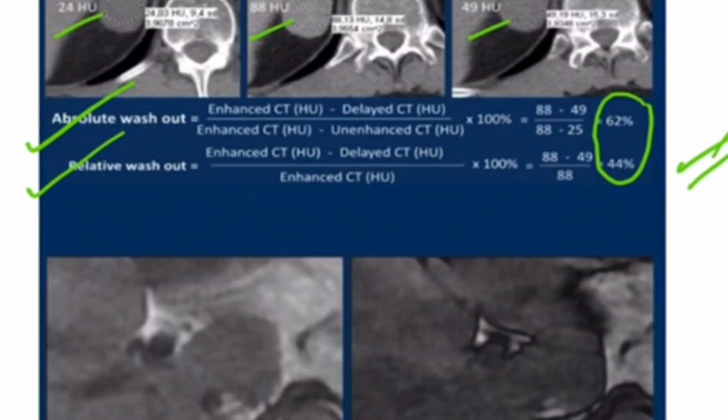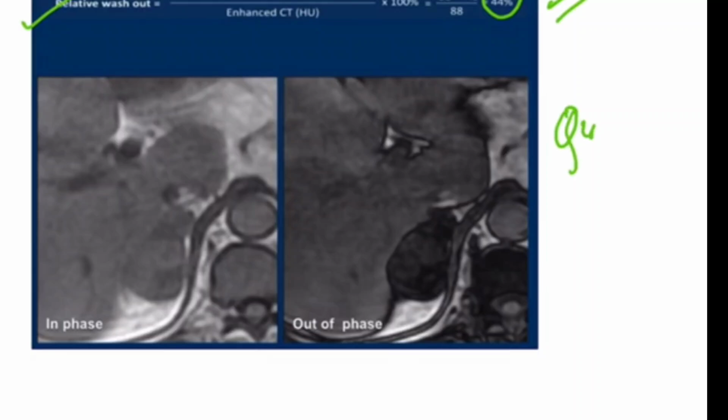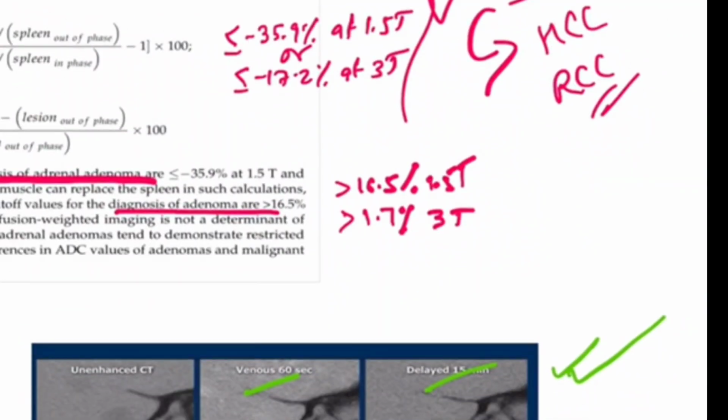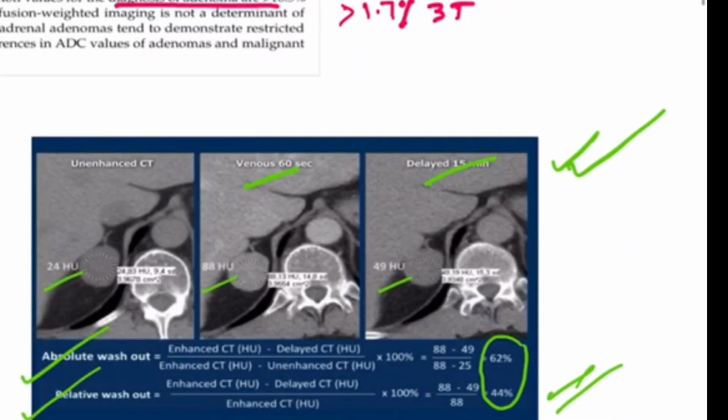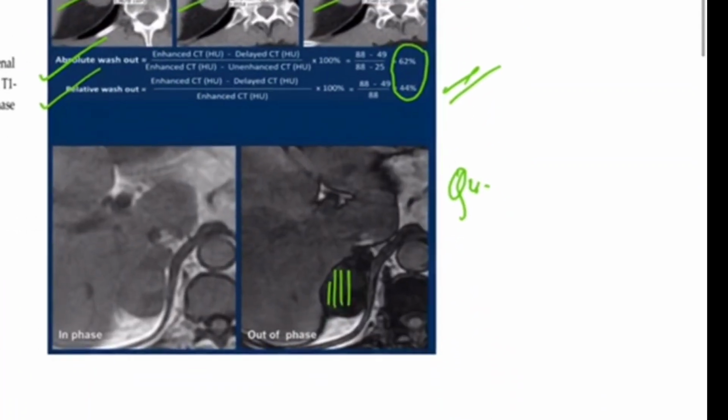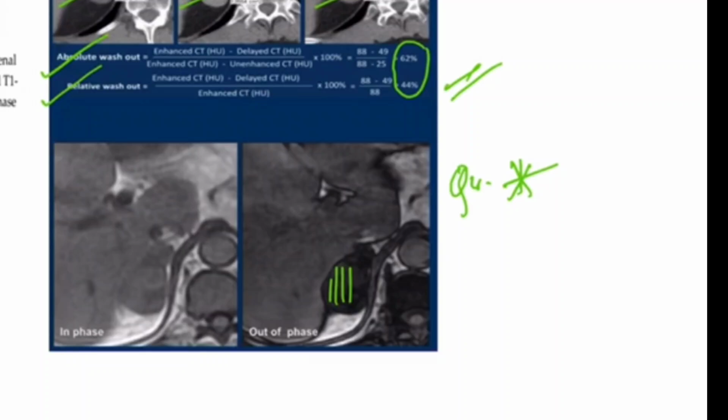Also, on chemical shift imaging, the qualitative way, in phase and out of phase, where the lesion loses its signal on out of phase images, it is lipid poor adenoma. And the quantitative way is by these two formulas, the ASR and the ASII formula. These things you should keep in mind. So this is how we differentiate lipid rich and lipid poor adenoma from all the other differentials, like pheochromocytoma and metastasis.